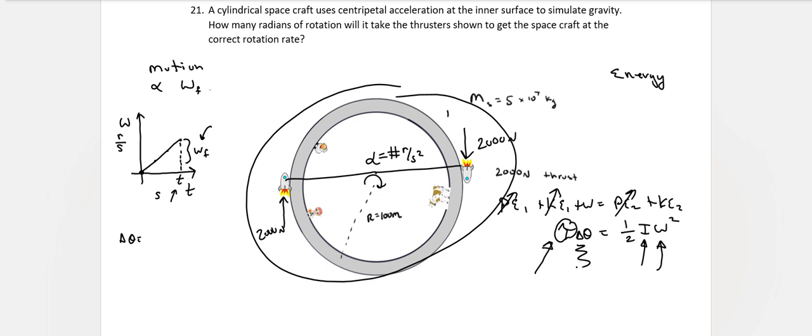So I think in my future versions of this problem, I'll probably have a part A do it this way and part B do it this way.